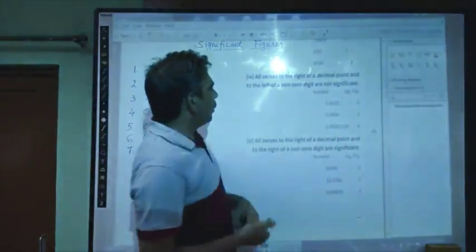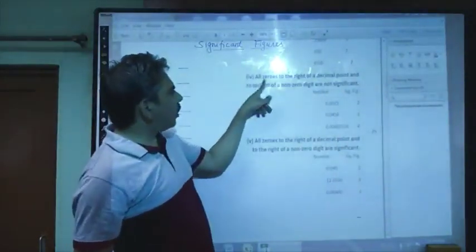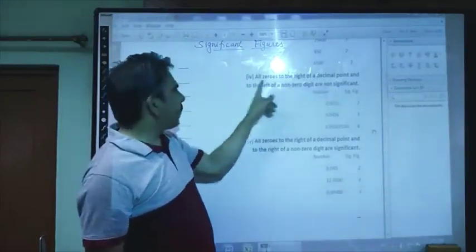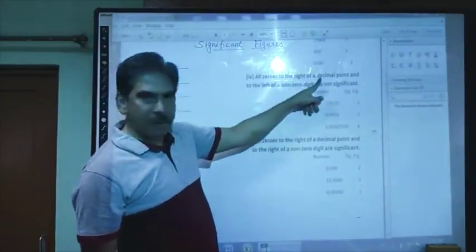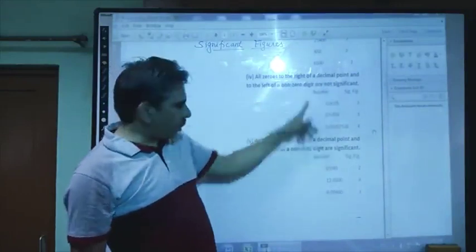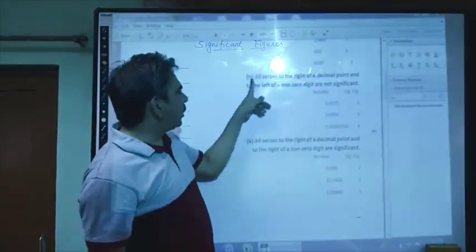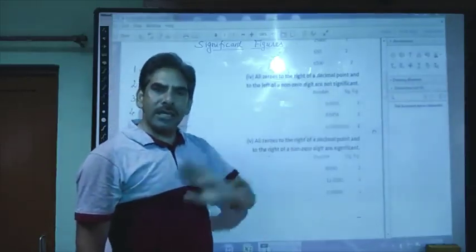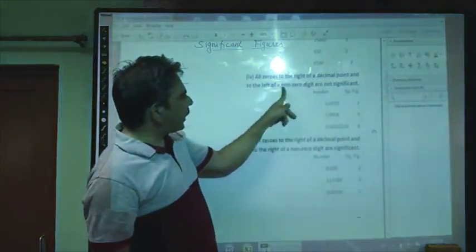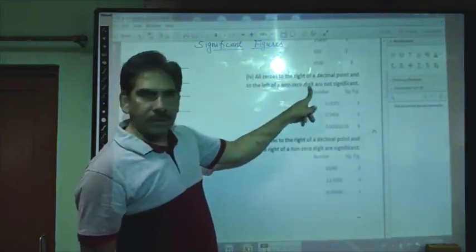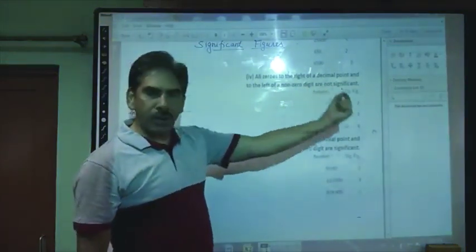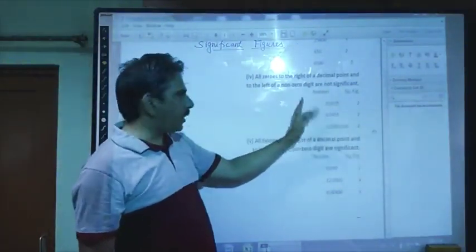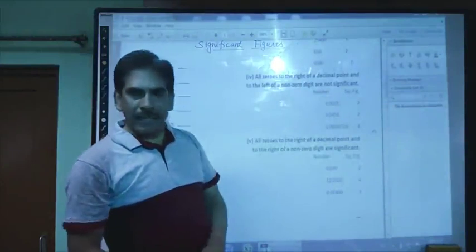Then the next rule is about zeros. Now we have the rules about decimal numbers. All zeros to the right of the decimal point, if we have a decimal number. So these two rules are about decimal numbers. All zeros happening on the right side of the decimal, but to the left side of a non-zero digit. If there is any non-zero digit on the right side, then all the zeros to its left and after the decimal place will not be significant.